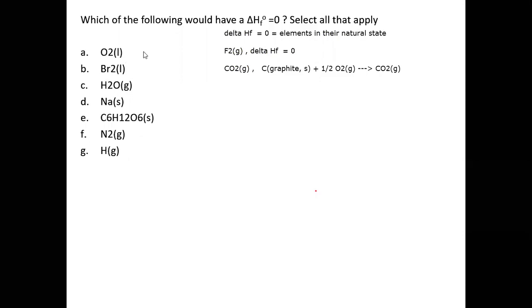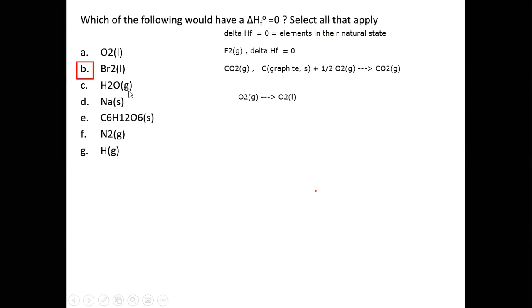So here, for example, O2 liquid. Well, O2 liquid is not the natural state of O2, so it would not have a heat of formation of 0. If you were to write the formation equation, it would be O2 gas to O2 liquid. However much heat is released when O2 gas goes to O2 liquid would be the heat of formation of O2 liquid. Now bromine liquid, Br2 liquid, does have a heat of formation of 0 because bromine's natural state is a liquid.